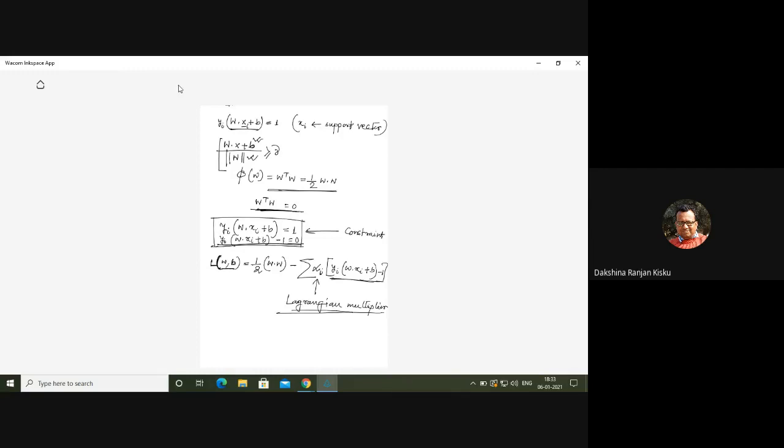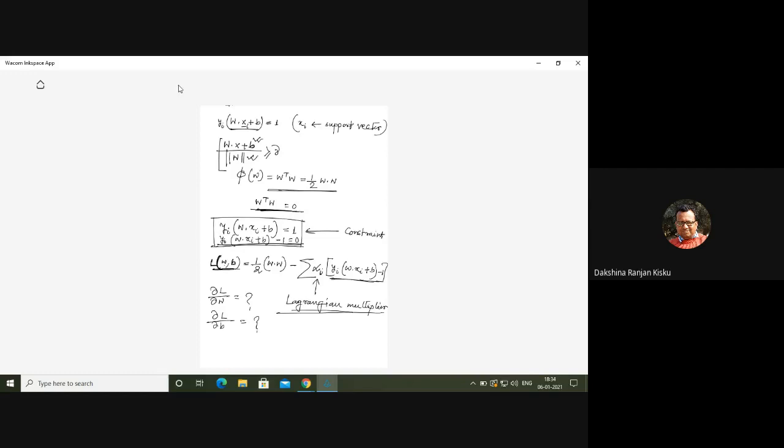Now, since L of W comma b is the Lagrangian expression, and this expression will be minimized in terms of W and maximized in terms of b, when this expression is to be minimized or maximized, we need to have the derivative. We need the derivative with respect to W, and we need the derivative with respect to bias. So we can write dL by dW, and in another case we will have dL by db.